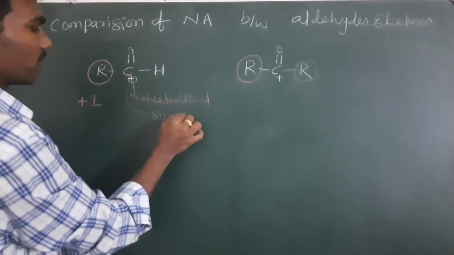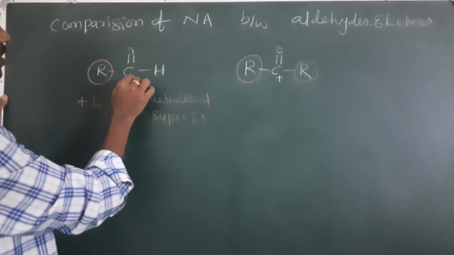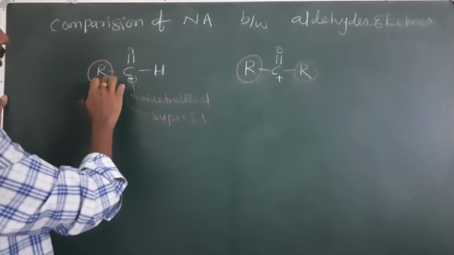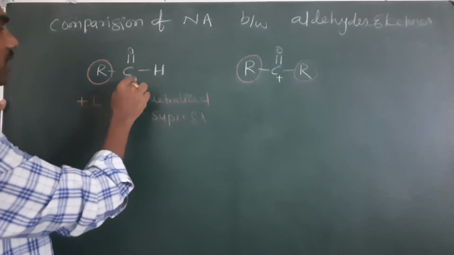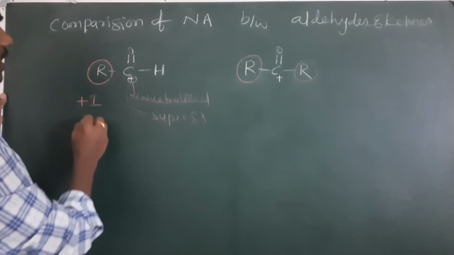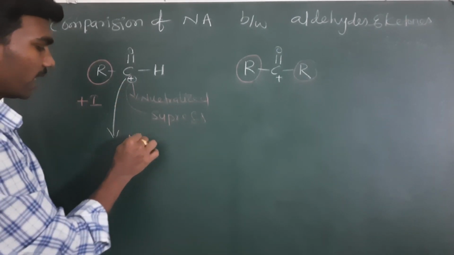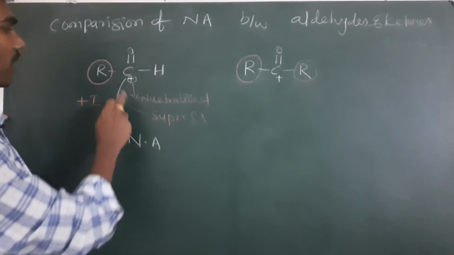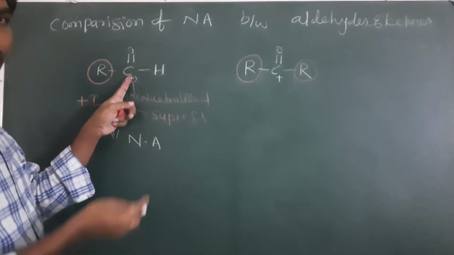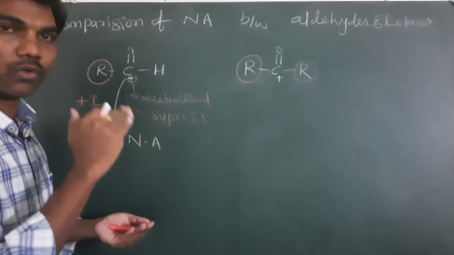The capacity of this carbocation will be suppressed, means the positive nature of this carbocation will be suppressed by the alkyl groups. When the positive charge is suppressed by the alkyl group, it will not show that much interest towards nucleophilic addition reaction. Means when the number of alkyl groups on the carbocation increases, the positive nature of the carbocation also will be suppressed.